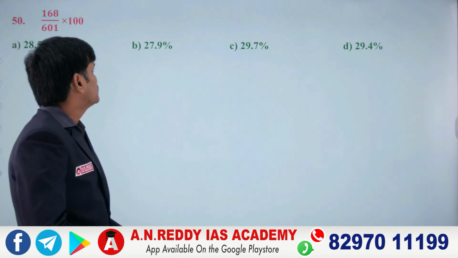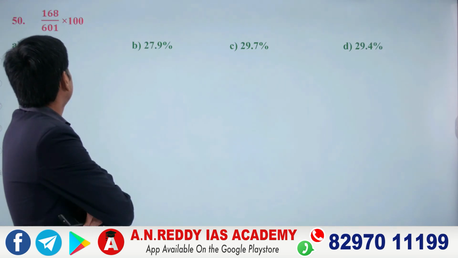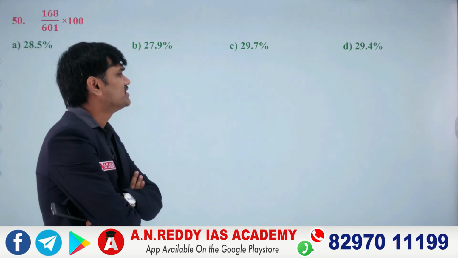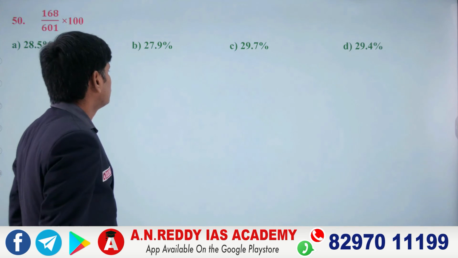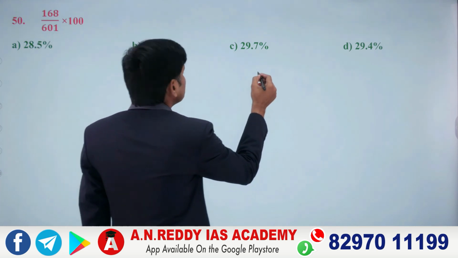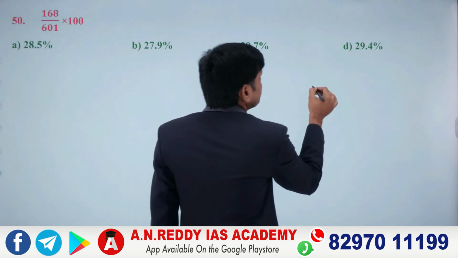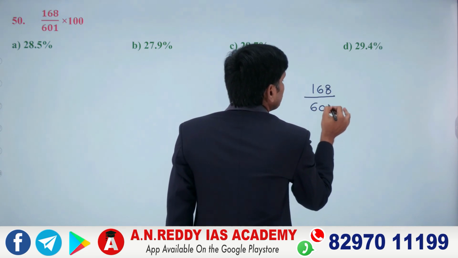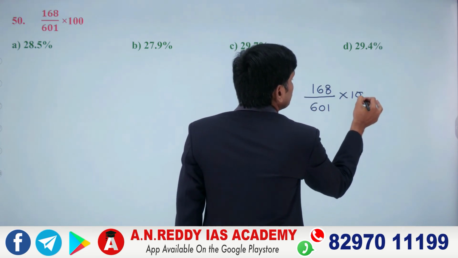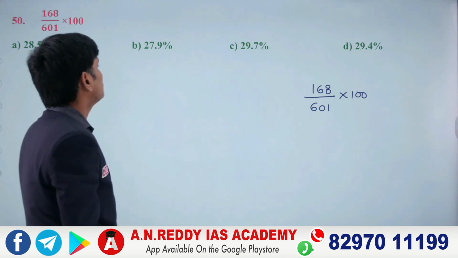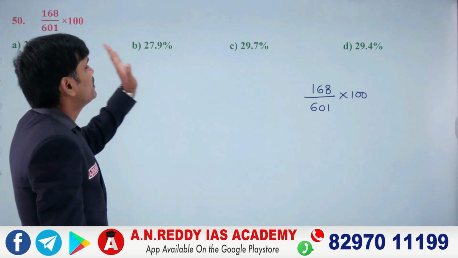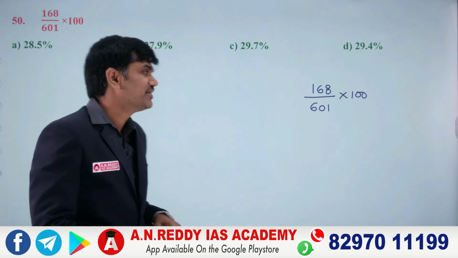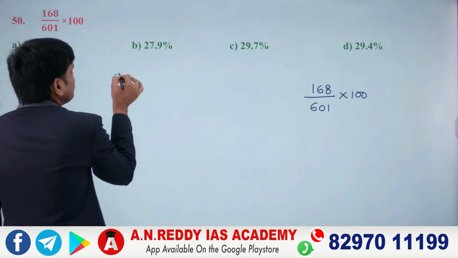Next, last one in the calculations, problem number 50. 168 by 601 into 100. As all my options are in between 25 to 30, I'll directly go to 25 and I'll start thinking. Right? Let's start with 25% straight away.